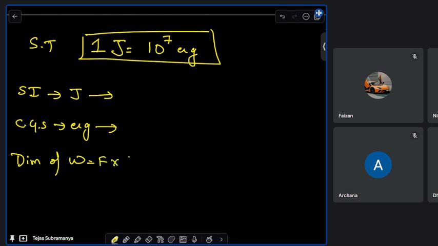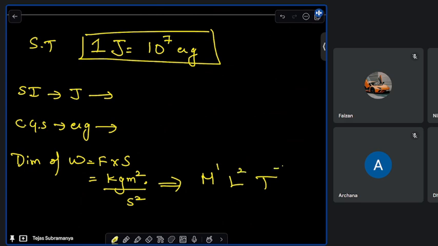Force into displacement. Force is Newton. I won't write Newton. I'll write kg meter per second square. Kg meter per second square into S is meter. Instead of writing meter, I'll write meter square directly. Okay. To this, I'm supposed to write the dimensions. I'll write M, L, T. Kg is 1 there. So on mass it is 1, 2 on L and minus 2 on T. This is the dimension of joule.